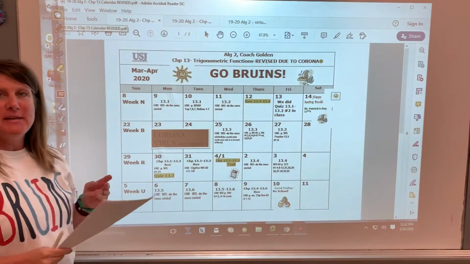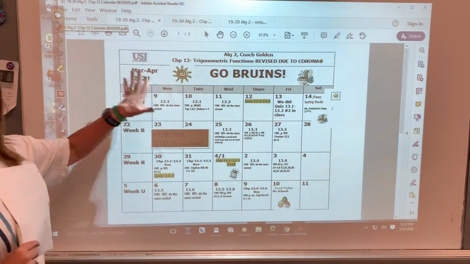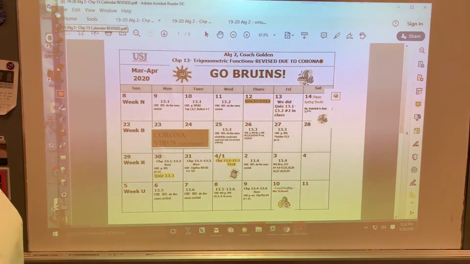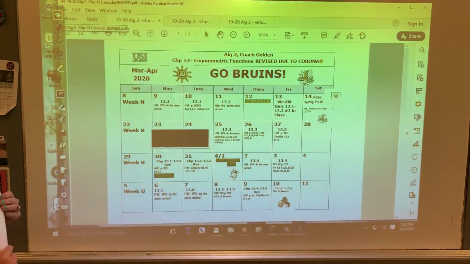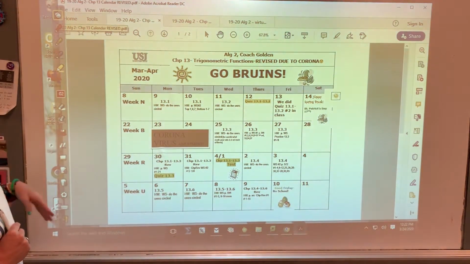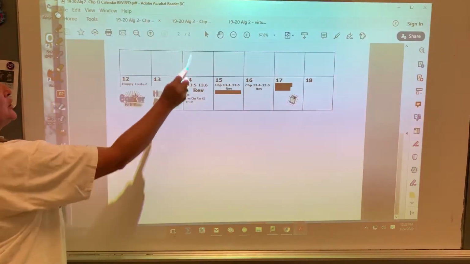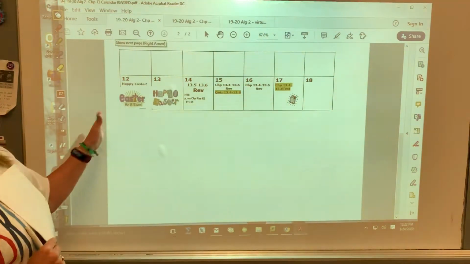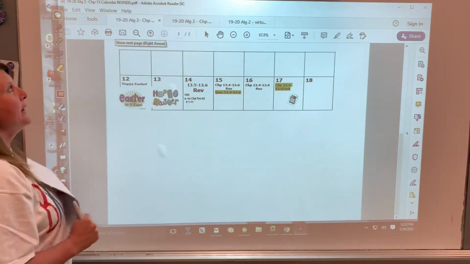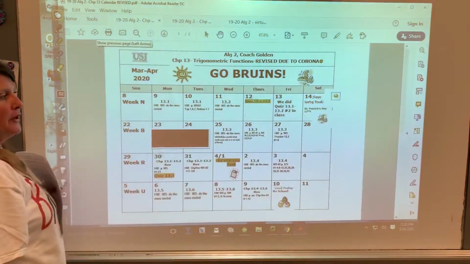I just thought I would take a minute and show you your revised calendar that I created due to this great coronavirus. I have already put it on Google Classroom so you can see it and keep up with it. There are actually 2 pages to it because it just got a little long and I just wanted y'all to have it to see it. But there you go, it's there.